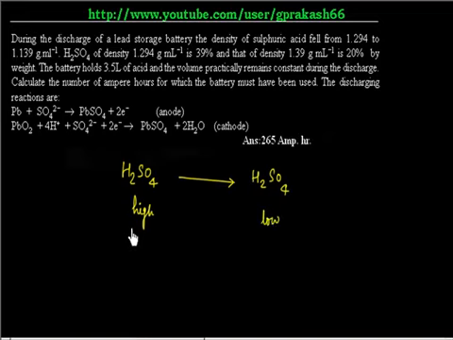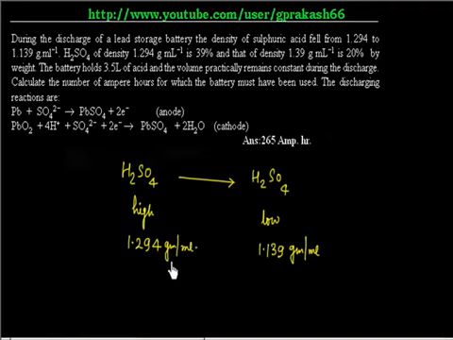The high density value is given as 1.294 and the low density value is 1.139. These values are in gram per ml.